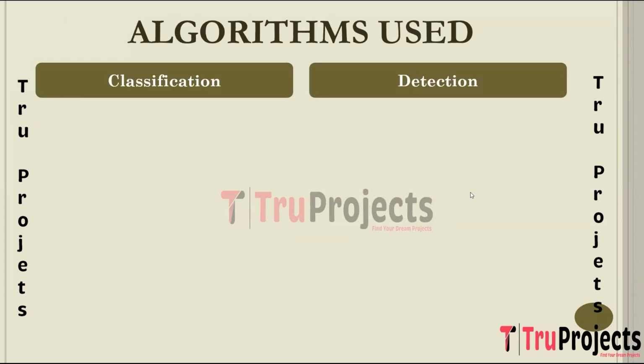Now we will know what are the algorithms used for classification and detection. First, we will know what is classification. Classification is a machine learning task where the goal is to assign predefined labels to the input data based on its features. For example, in image classification, the model learns to categorize images into specific classes, such as recognizing whether an image contains cat or dog.